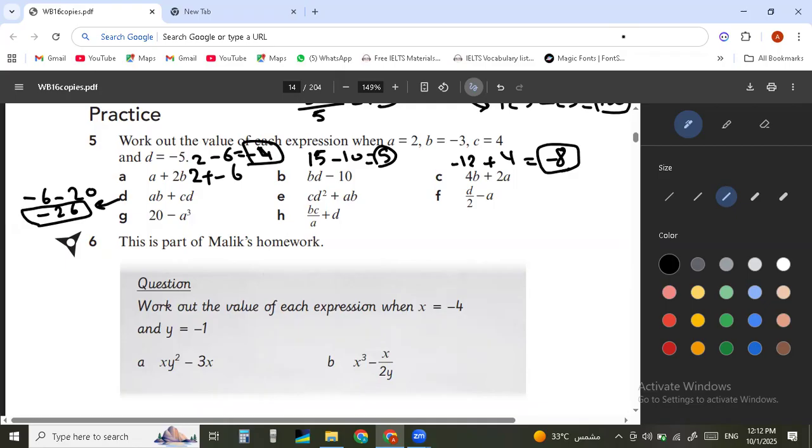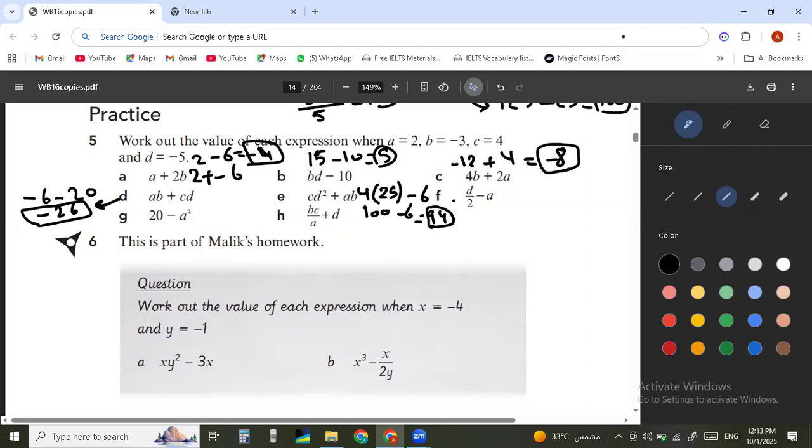Here, question E, they're saying CD squared plus AB. So C is actually 4 multiplied by D squared, which is positive 25, plus AB. A times B is negative 6. Plus negative 6 means just negative 6. So this is going to be 100 minus 6, which is 94.